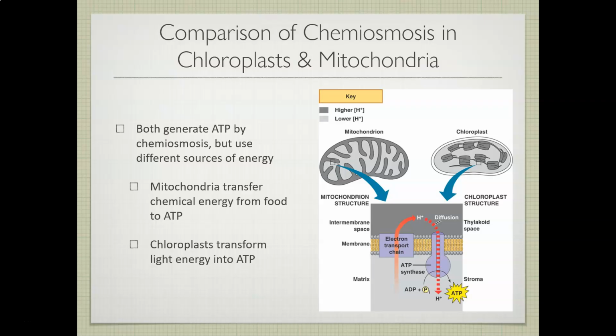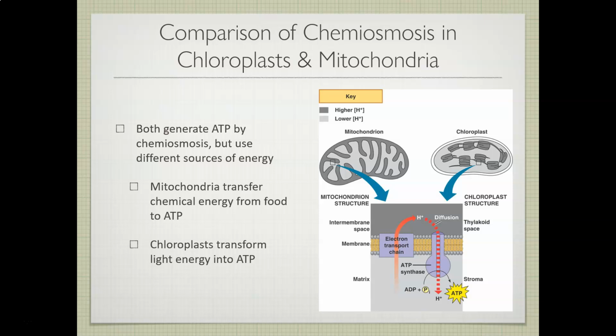So let's just take a moment to look at the comparisons of what that electron transport chain and chemoosmosis function and look like in your mitochondria, which we came across as part of your cellular respiration process, as well as what it's doing here in our chloroplasts in photosynthesis.